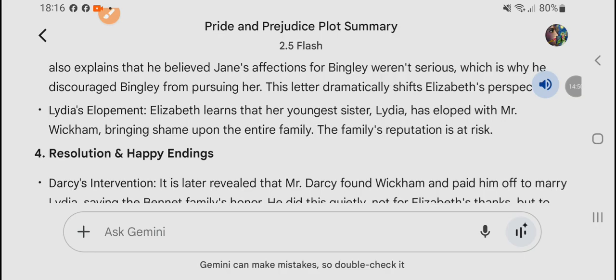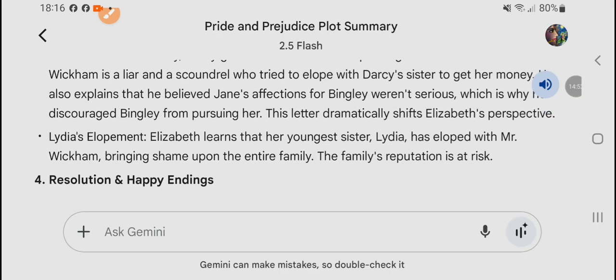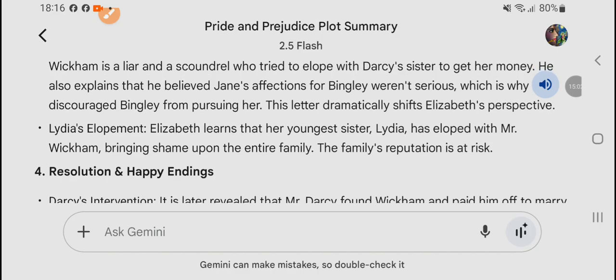Now, the letter dramatically shifts Elizabeth's perspective, and it's all about the letter. So he writes one letter and she's reading the letter.